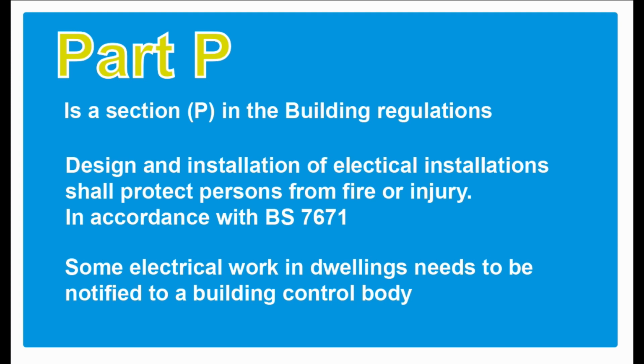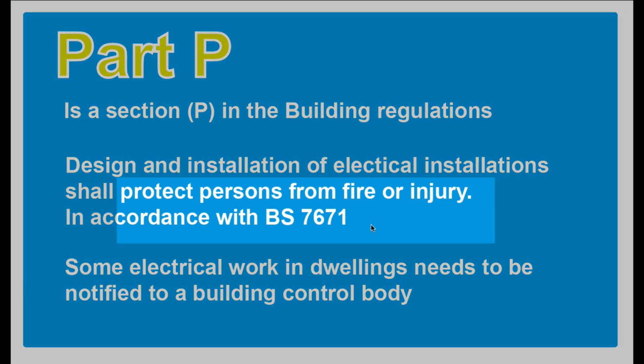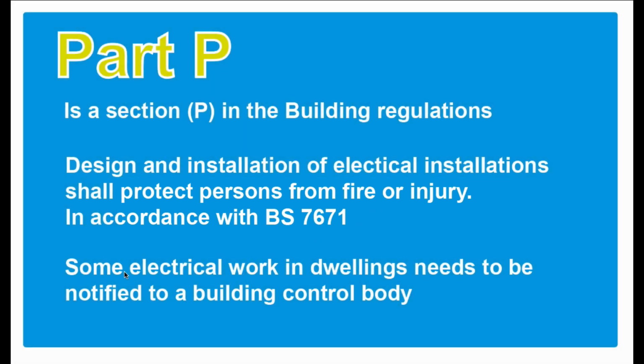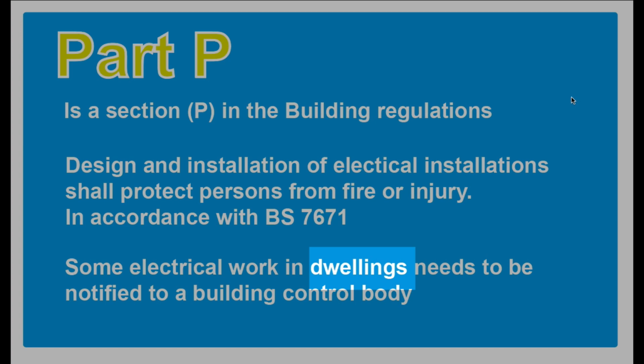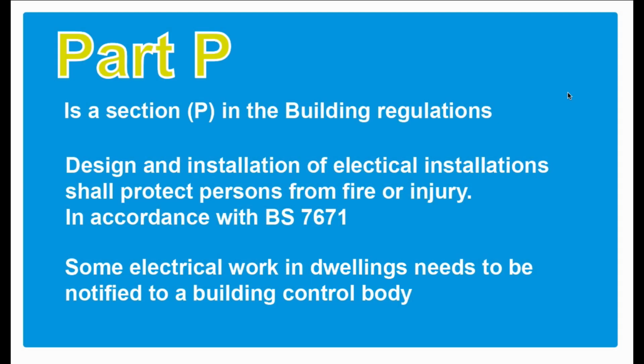There is quite a lot of confusion about what Part P actually is. All it is, is a section in the building regulations, Section P, and it tells us that the design and installation of electrical installations shall protect persons from fire or injury and be in accordance with BS 7671. And some electrical work in dwellings needs to be notified to a building control body. That's basically it in a nutshell. We're going to go through it in a little bit more detail.